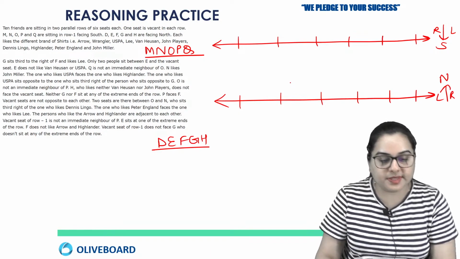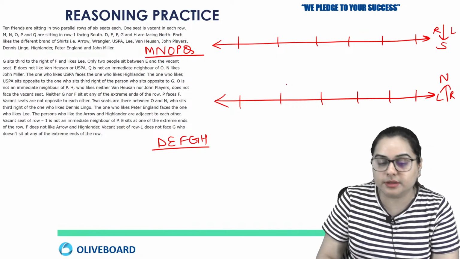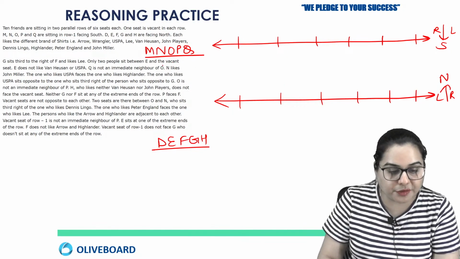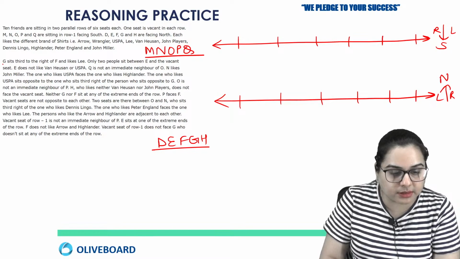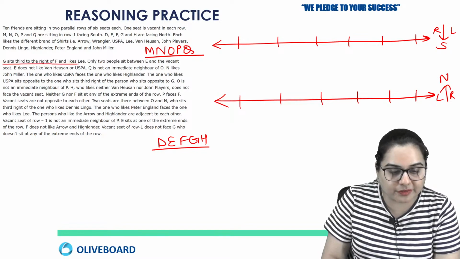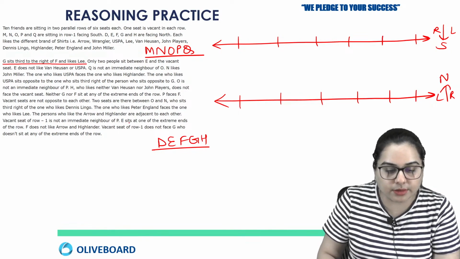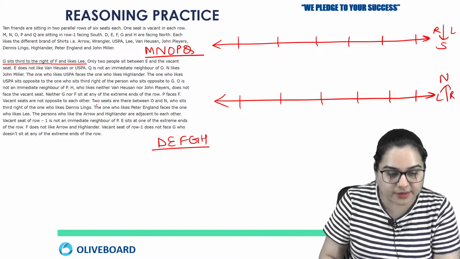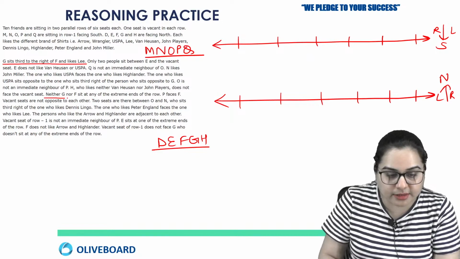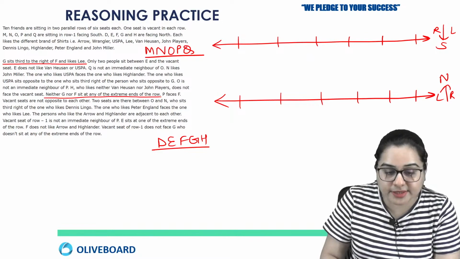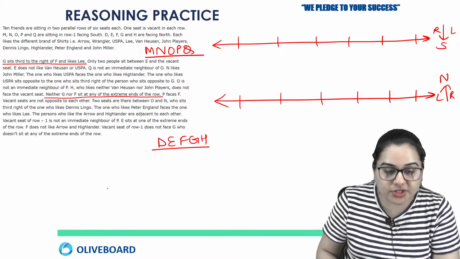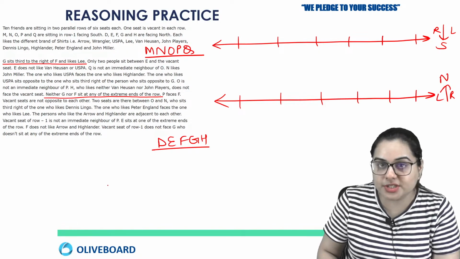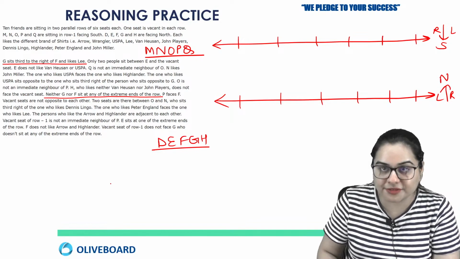Okay, so see what information can we pick in the starting. Like here, G sits third to the right of F and likes Lee. In the last, he's giving you some information about G and F, that neither G nor F sits at any extreme end of the row. Now G sits third to the right of F. Now both G and F are in the second row, that is the north facing row. Okay. So G sits third to the right of F.